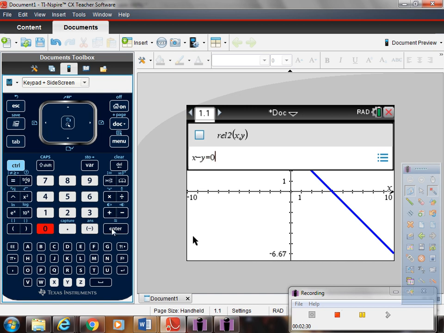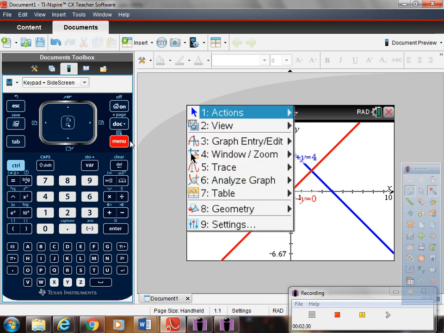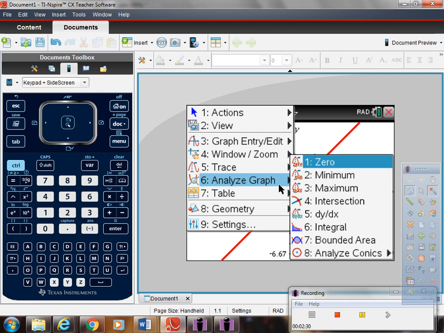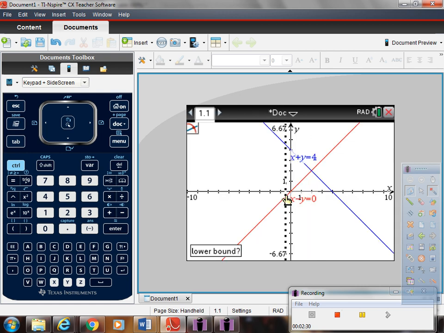And the answer is where they intersect. Okay? So right here is your solution. So we can use menu, go to 6, and go to number 4 for intersection. And all you do is click and drag over it, and you've got your intersection. There's your solution. Your intersection is your solution.